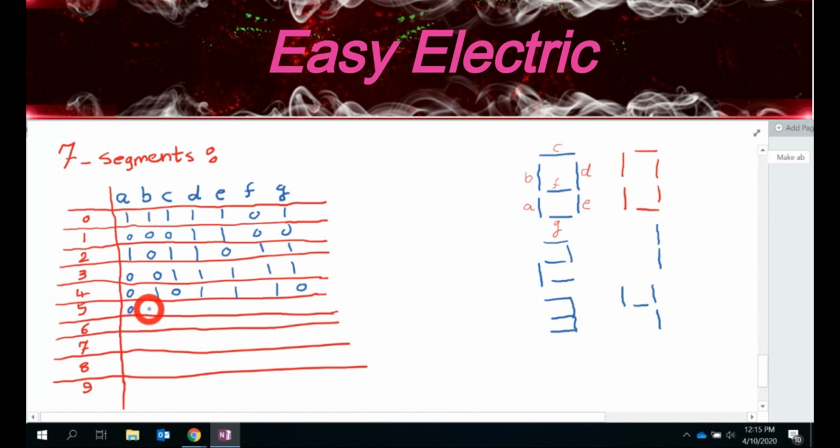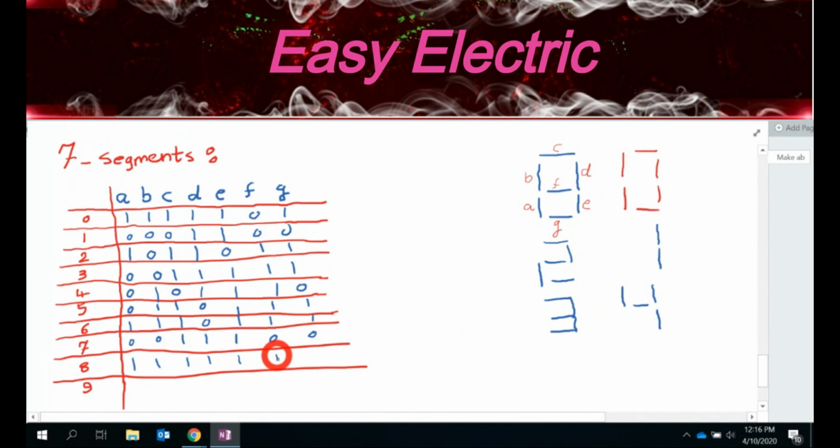So if you just consider all of them, the 5 actually is 0, 1, 1, 0, 1, 1, 1. You could check that on the LEDs and see is it right or wrong. So the 6 is 1, 1, 1, 0, 1, 1, 1. So 7 should be 0, 0, 1, 1, 1, 0, 0.